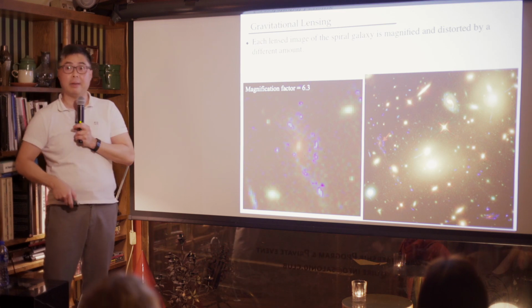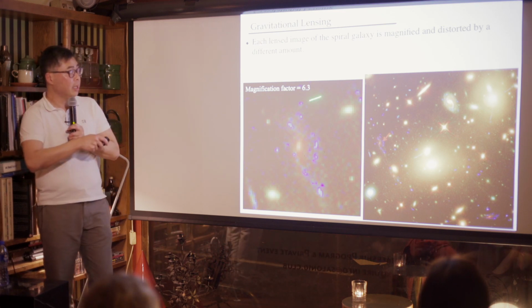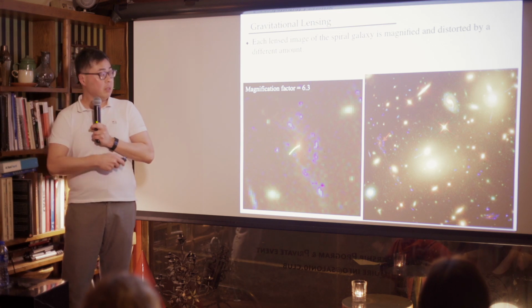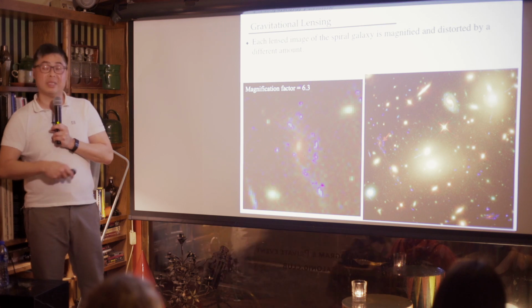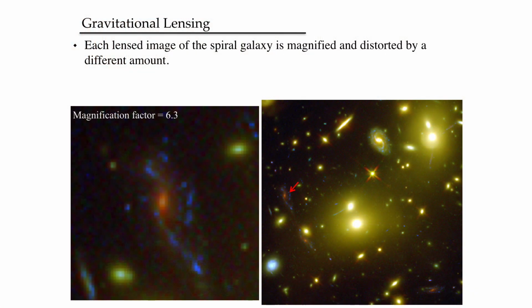These are actually spiral arms in a distant galaxy. The magnification here is 6.3, meaning 6.3 times brighter than what it otherwise would be, and more importantly, 6.3 times bigger. So imagine it was 6.3 times smaller. It'd be much harder to see features.